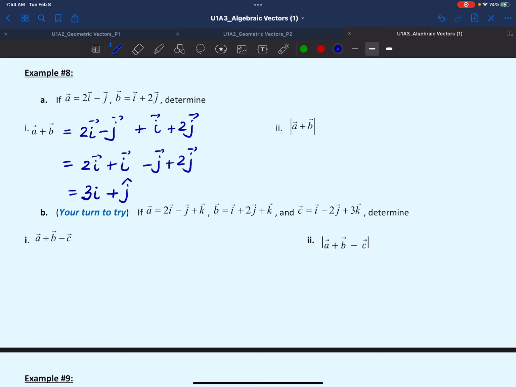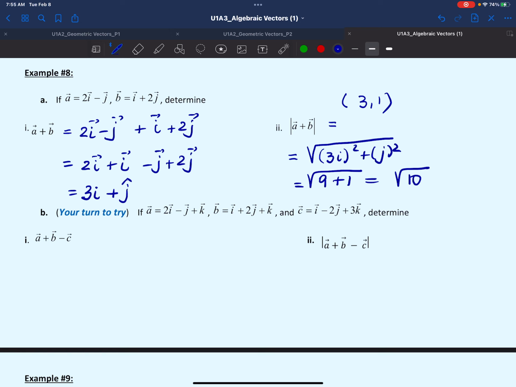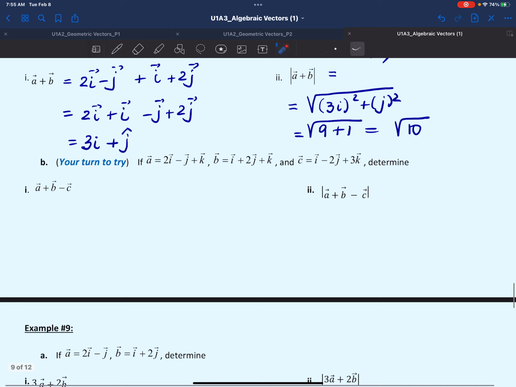If we want to find the magnitude of A plus B, no problem. So we're going to go ahead and square root the square of each coordinate. So 3 squared plus 1 squared, so that would equal 9 plus 1. That's the square root of 10. So we can use the component form of A plus B, which is 3 and 1, and then substitute into the magnitude formula. And here is an example for you to try.